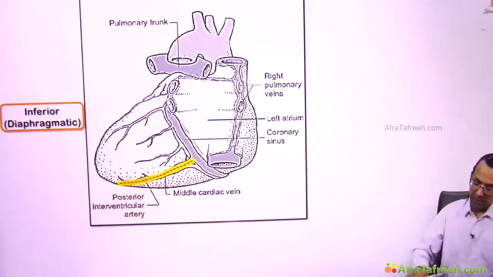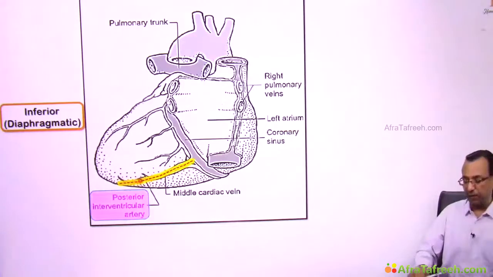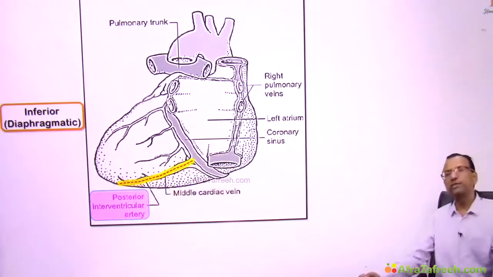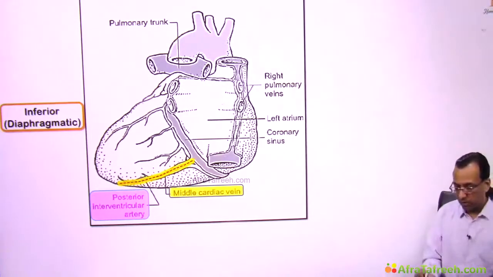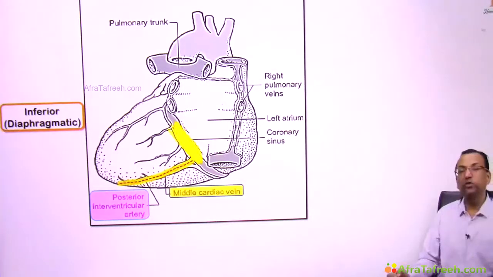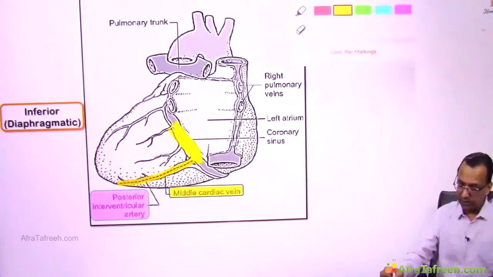And where is the middle cardiac vein going? This PIVA is accompanied by the middle cardiac vein, and middle cardiac vein is obviously going in the same place where all the veins were going, in the coronary sinus. So you're telling that this is coronary sinus into which all the veins go. What is this vein? That was actually middle cardiac vein.